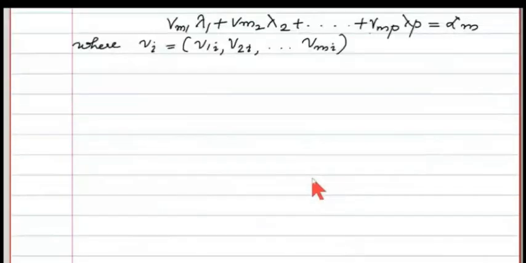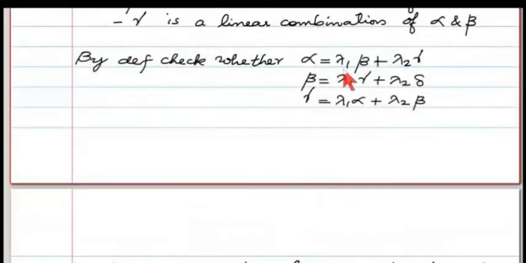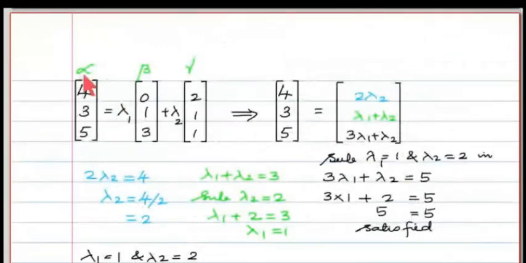So first of all, we need to check whether alpha equal to lambda 1 beta plus lambda 2 gamma. So our alpha is (4, 3, 5) equal to lambda 1 into (0, 1, 3) plus lambda 2 into gamma, which is (2, 1, 1). So this is equivalent to: from the first row, we will get 2 lambda 2, there is no lambda 1. The second row, we will get lambda 1 plus lambda 2. Third row, the lambda 1 coefficient is 3, so 3 lambda 1 plus lambda 2.